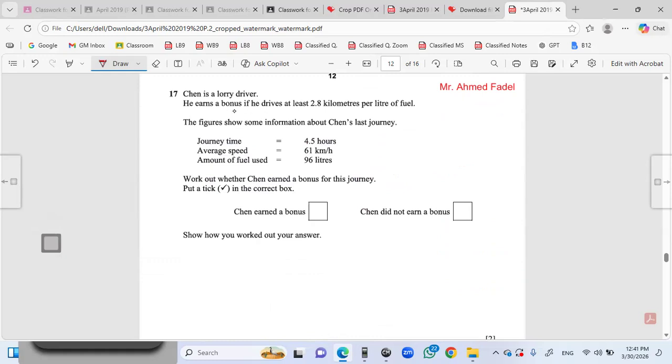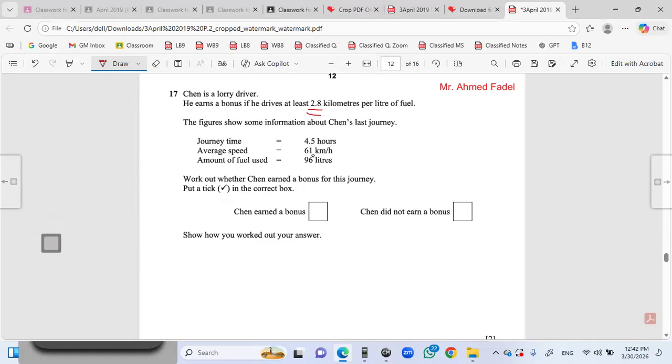Chen is a lorry driver. He earns a bonus if he drives at least 2.8 kilometers per liter of fuel. The figures show some information about Chen's last journey: journey time, average speed, amount of fuel that is used. Work out whether Chen earned a bonus for this journey or not, and show your working.